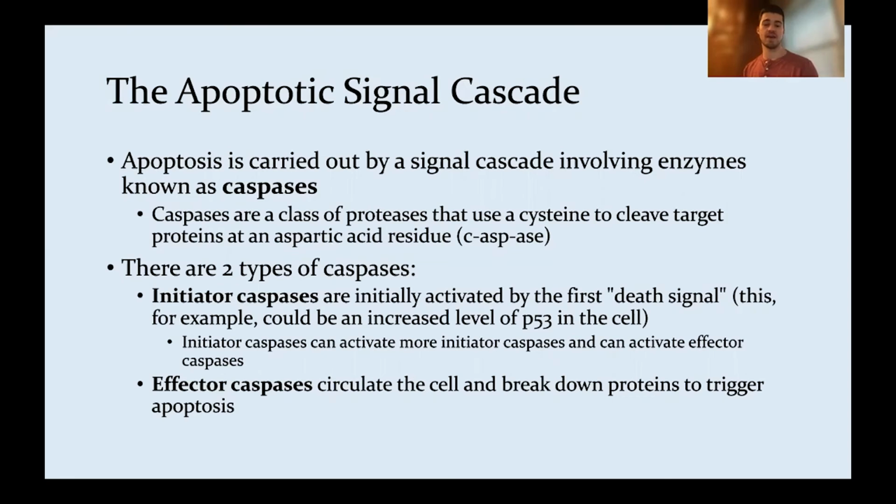So these initiator caspases are going around, and they are going to activate more initiator caspases. So they activate themselves, and they also activate effector caspases. So that's also how the signal is being amplified. If you initiate one initiator caspase, for example, it's not just going to be one initiator caspase starting all of these effectors. It's going to start initiating other initiators as well. So that is where the signal amplification comes in. So then it just grows, and it's a sort of snowball effect. And the effector caspases that are activated circulate the cell, and they break down proteins to trigger apoptosis, like we just mentioned before.